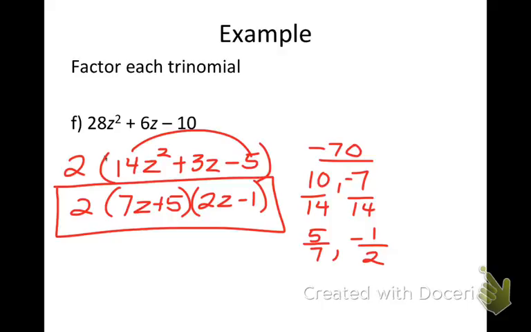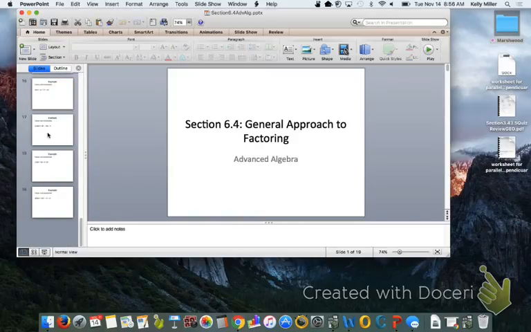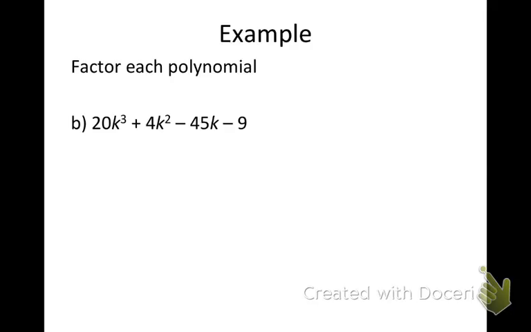Alright, we need to find some hard ones. Ooh, those are nice. Alright, let's try, we only have 4 terms. Here we go. So 20k to the third plus 4k squared minus 45k minus 9. So you've got 4 terms, which means we should factor by grouping. First try right now, can you factor by grouping the first 2 and the last 2 together? Does it work out? All right, so if it does, continue through with it.